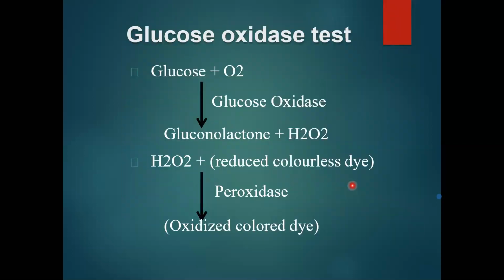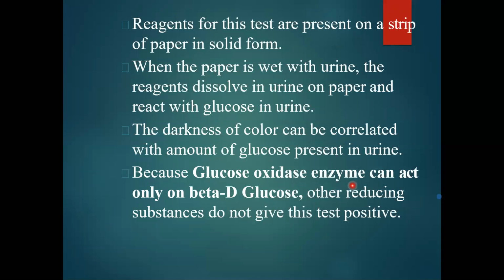Glucose oxidase test. Glucose on reaction with oxygen in presence of glucose oxidase gives gluconolactone plus H2O2, which is peroxide. H2O2 is further reduced by the enzyme peroxidase, and it gives an oxidized color dye. Reagents for this test are present in strips of paper.